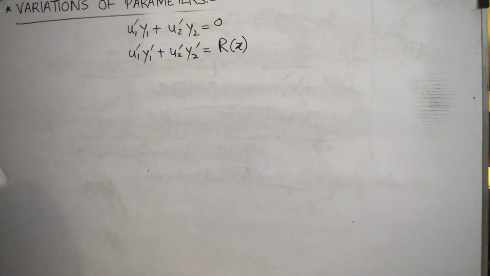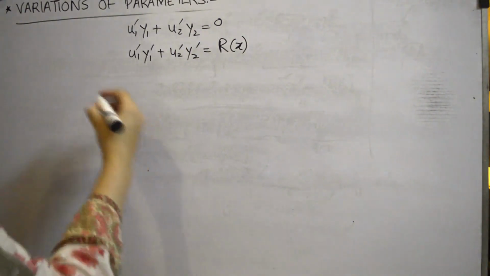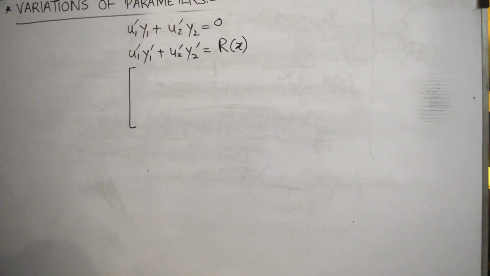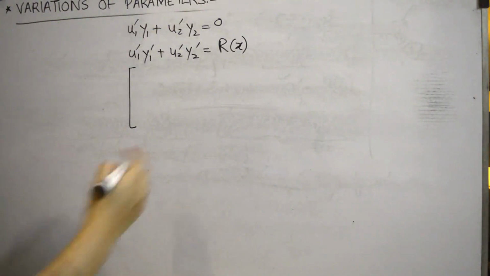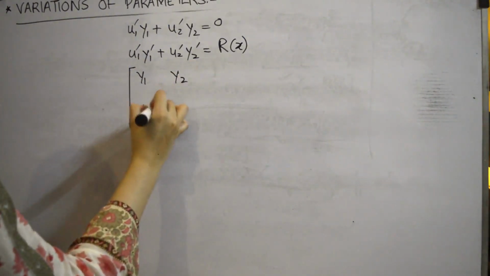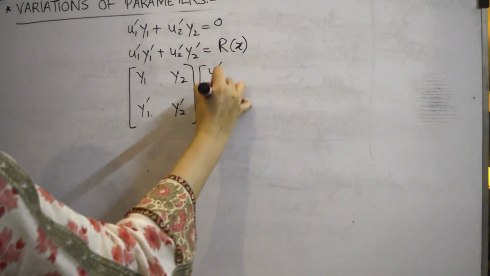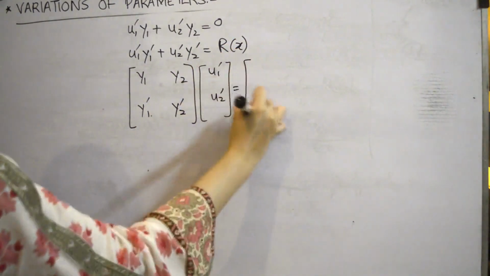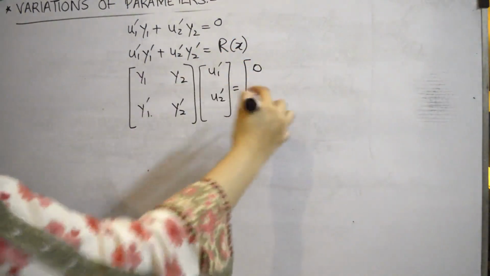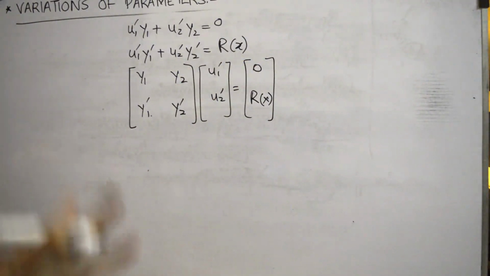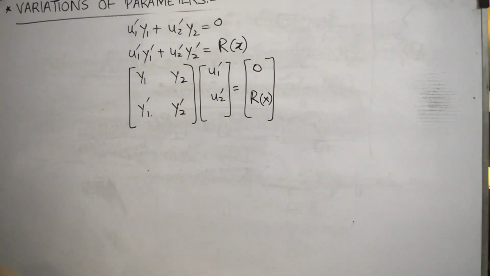So these are two equations, and you can see that you can write it in the matrix form. In the matrix form, your unknowns are u1 dash and u2 dash, and the rest becomes your coefficient matrix, that is y1 and y2 and y1 dash and y2 dash, into unknowns u1 dash and u2 dash equals to your right hand side vector, not a constant vector here. Okay, now you have two unknowns, u1 dash and u2 dash, so you have to find u1 dash and u2 dash and then integrate it.